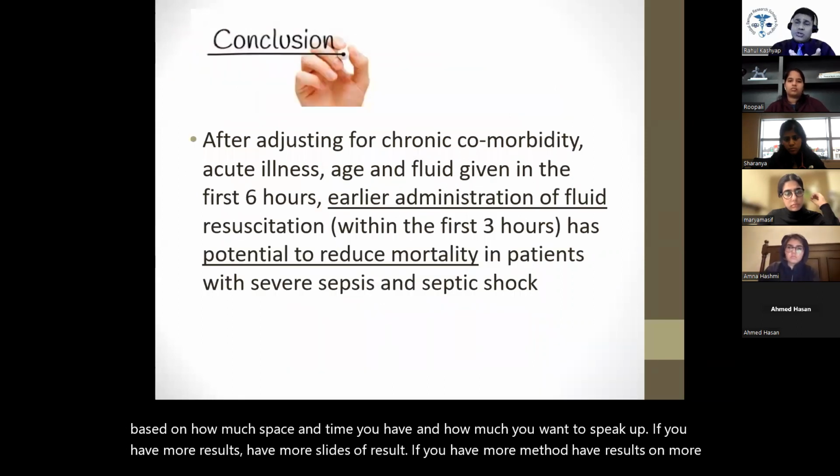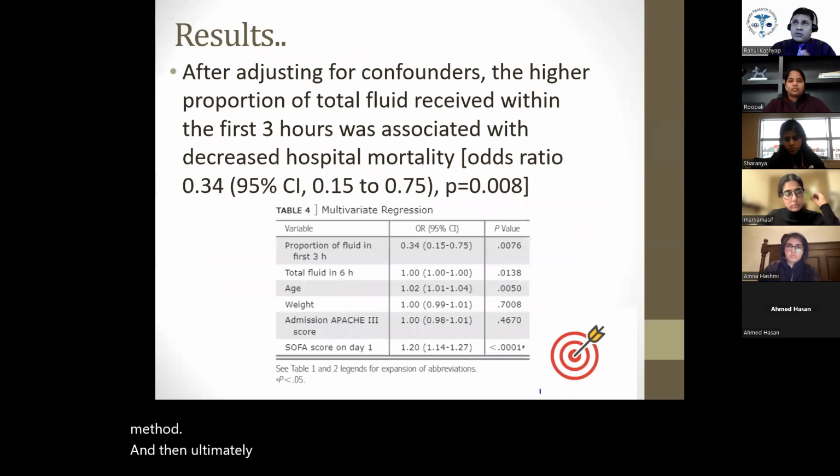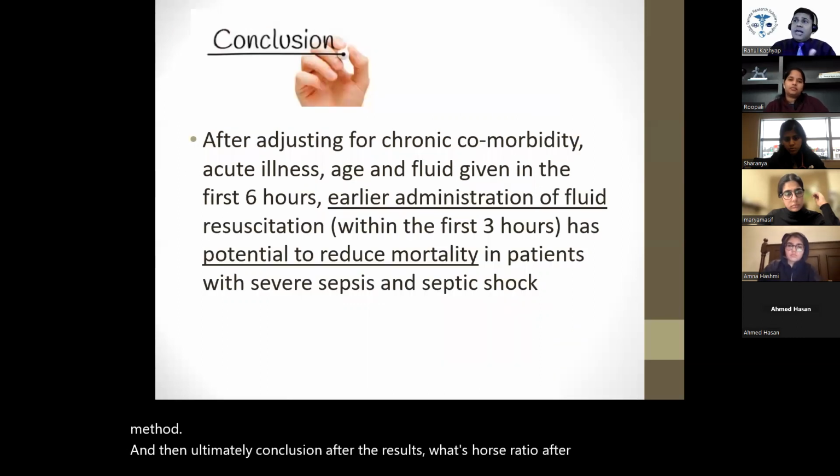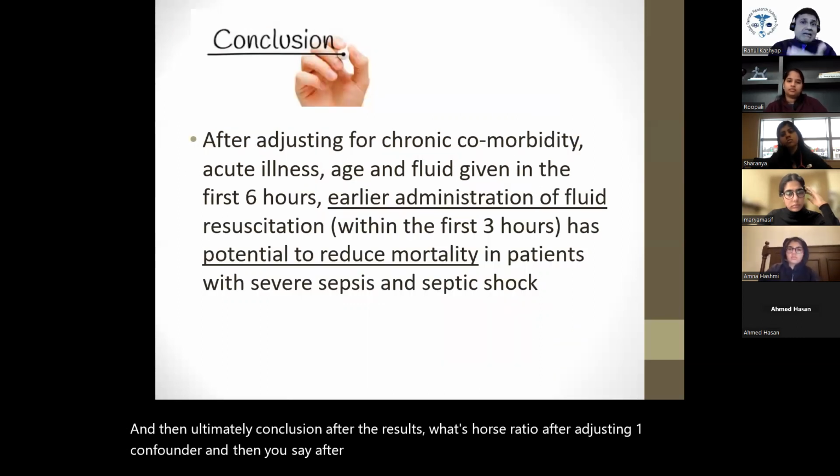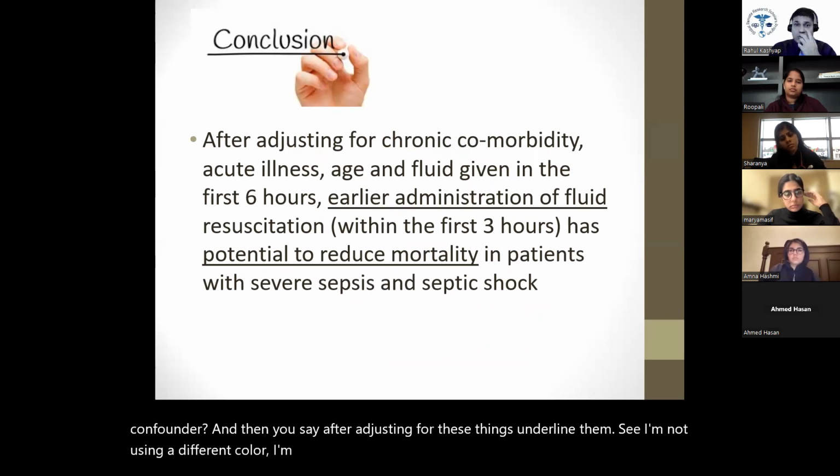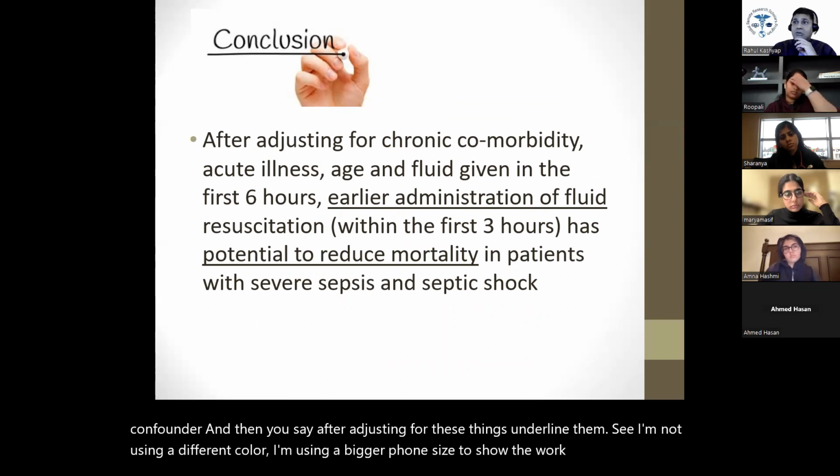And then ultimately the conclusion. After the results, what's the odds ratio after adjusting for confounders, and then you say after adjusting for these things, and underline them. See, I'm not using a different color. I'm using a bigger font size to show the work, so that it should be clear to you as well.